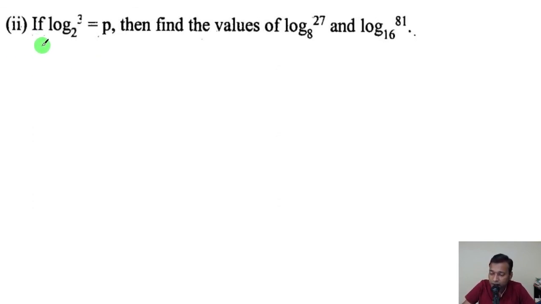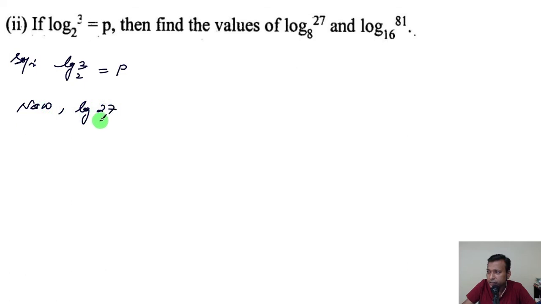In this question, if log 3 to the base 2 is p, then we need to find the values of log 27 to the base 8 and log 81 to the base 16. Log 3 to the base 2 equal to p is given. Now, log 27 to the base 8.